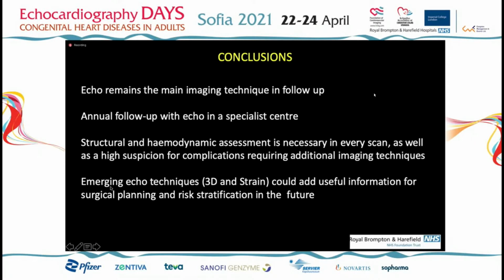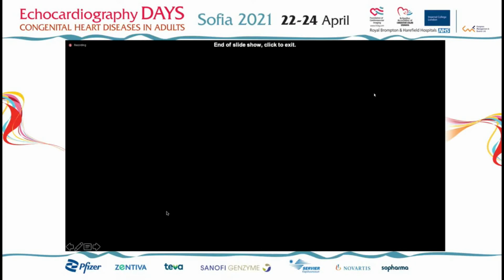LV dysfunction. And then emerging echo imaging techniques like 3D or strain could have a useful contribution in patients with tetralogy of Fallot, but the time is too early to make strong recommendations, and they have not proven to be better than MRI for the assessment of the volume and the function. So they need further development in this field. And that's all. Thank you for your attention.